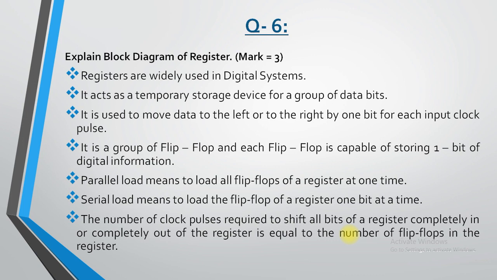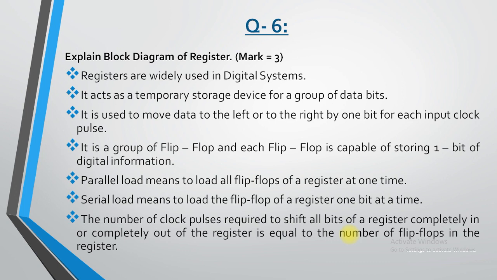So you are able to shift it 1 bit at a time. And when parallel load is there, at that time all the data will be loaded at the same time. So this is the basic difference between parallel load and serial load.